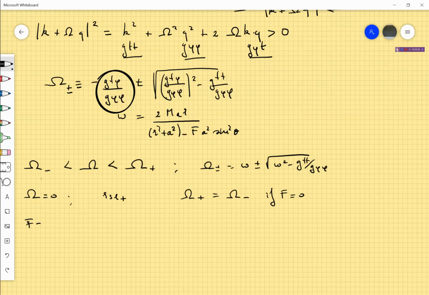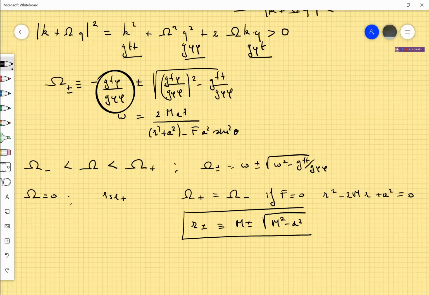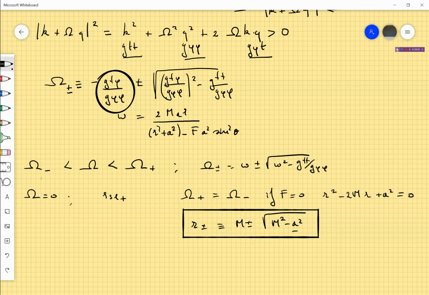And since f is r squared minus 2mr plus a squared, then you find that this happens at these two values of r, which are m plus and minus the square root of m squared minus a squared, which is an expression familiar from the Reissner-Nordström black hole, but now with q replaced by a. Okay.